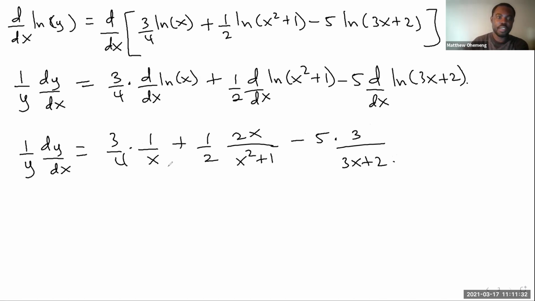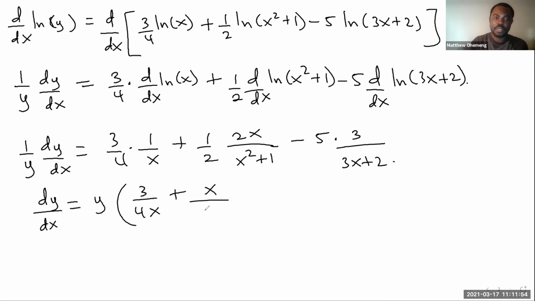And then when you get here, you can simplify all you want. But then recall that the question is asking for dy over dx, not 1 over y dy over dx. So to achieve dy over dx, you have to multiply both sides by y. So you end up getting dy over dx equal to y times what? We have 3 over 4x. And then for this side, the 2 will cancel out. So we have something like x over x squared plus 1. And then for this last piece, we have just 15 over 3x plus 2.